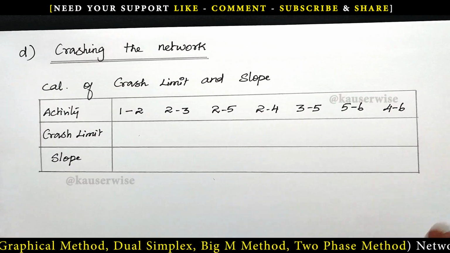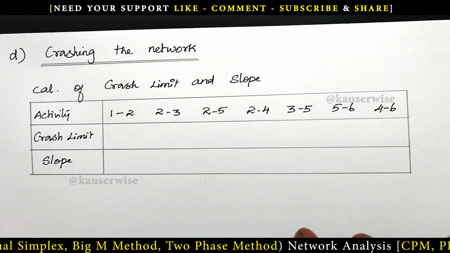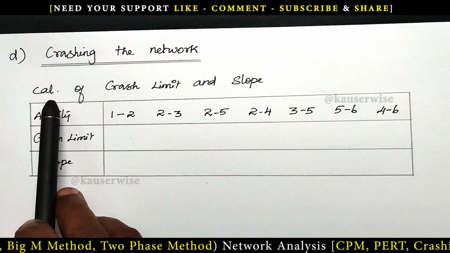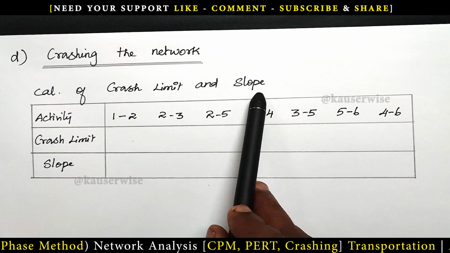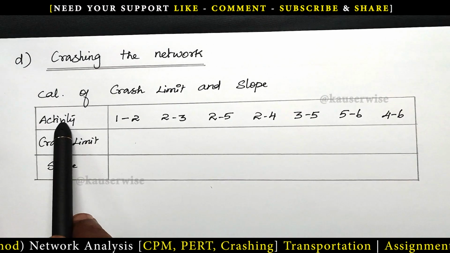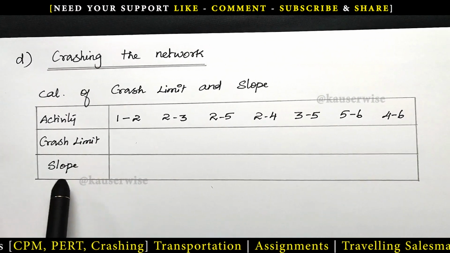Now we'll move on to crashing the network. For that we have to follow a few important steps. The first step is calculation of crash limit and slope. Here we have the activities which are given in the problem. Next we are going to calculate crash limit and slope.